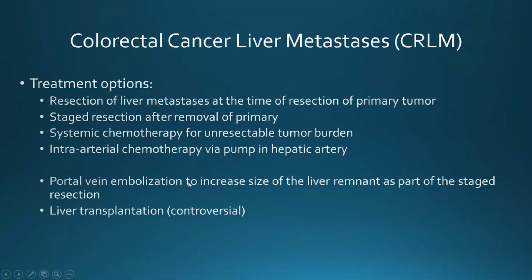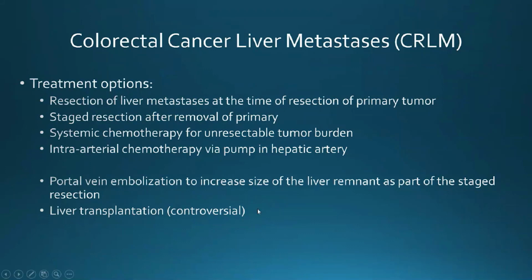Portal vein embolization to increase the size of the liver remnant as part of the staged resection is also important, as we discussed before. If the tumor is mostly in the right liver and the left lateral segment is free of tumor, and we want to take out a chunk of liver, we can embolize the right portal vein and let the left lateral segment grow, so the patient tolerates resection. And then last but not least, liver transplantation.